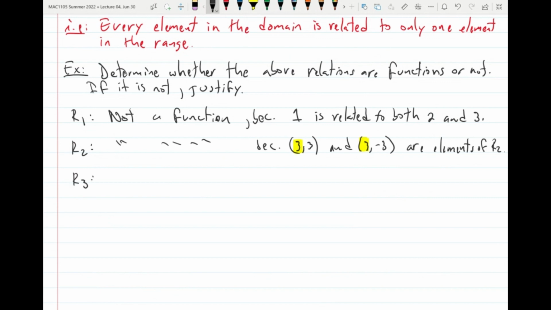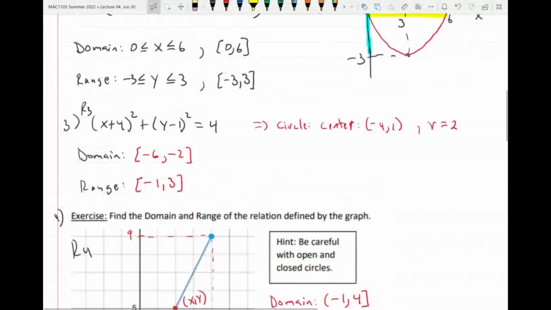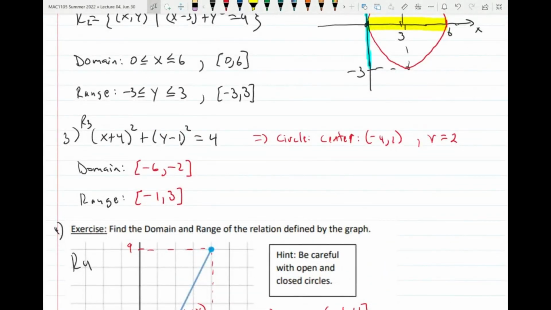Okay, good. How about R3? Is this a function? So why is it not? In a circle, there's an extra piece because there's a point above it and a point below it. That's in a circle. Okay, so give me 2 complete points.